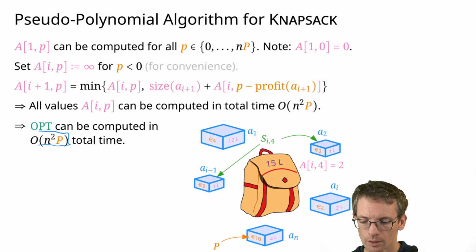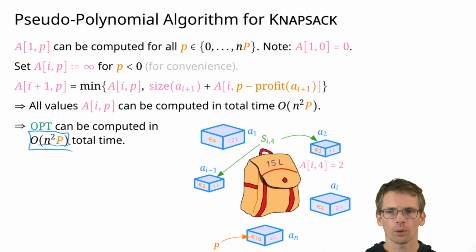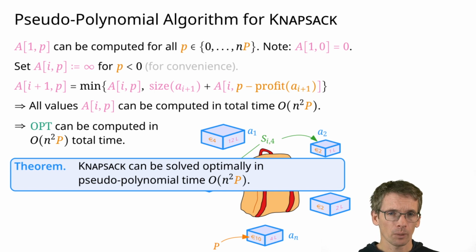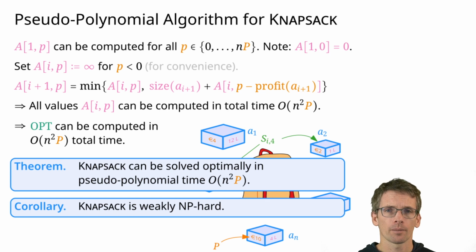And this is now pseudo-polynomial. So the Knapsack problem can be solved in pseudo-polynomial time, specifically in O of n squared times p_max time. So in particular, we can conclude that the Knapsack problem is not strongly NP-hard, but it is weakly NP-hard.